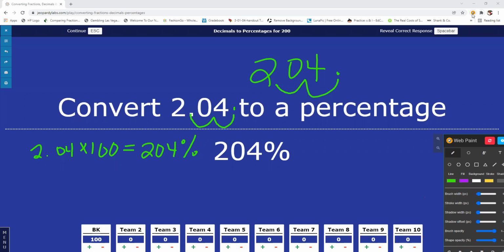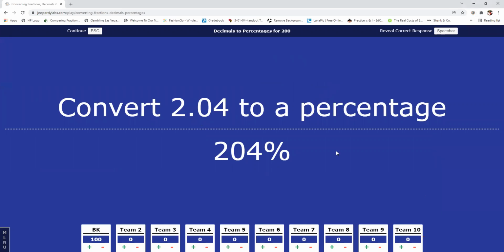All right. Let's see who got that one correct first. All right, so the first person to get that one correct was BK. Okay, so that's going to be 200 points for BK.